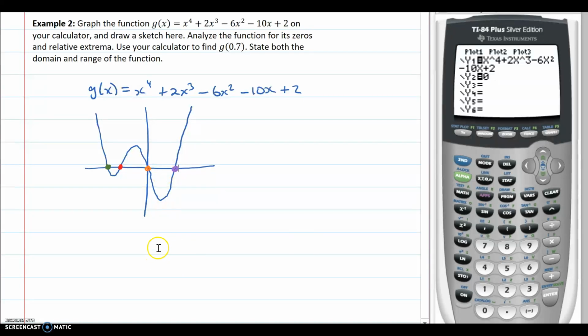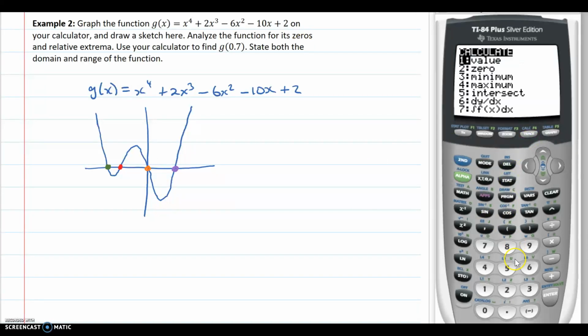And what do we do to find each of them? We do second calc, and then we press 5. Okay, and we move to whichever one we want. So I like to go from left to right, so I'll move to what I've represented here with a little green dot. Move over towards that direction, get as close as you can to it, press enter 3 times. 1, 2, 3. So there's your first one.